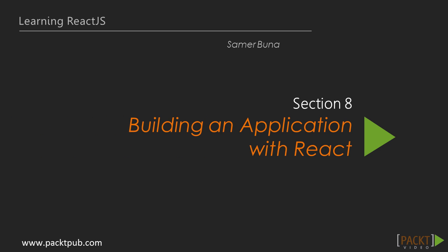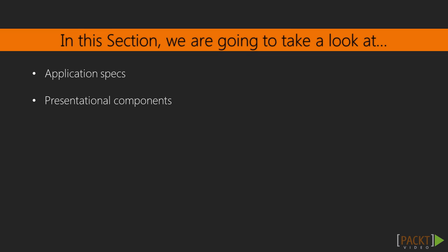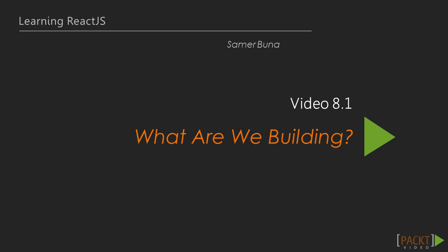In the last section, we learned about the lifecycle methods of React components and how they enable us to add custom behavior around the main events in the lifecycle of a component. We're now ready to start building a React application from scratch. In this section, we'll define the requirements and specs of our application, and we'll start building the presentational components using pure stateless functions. Let's first talk about what we're going to build.